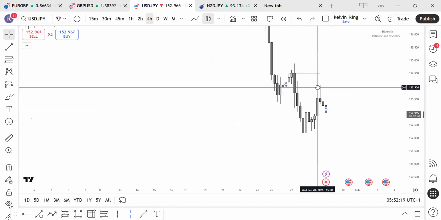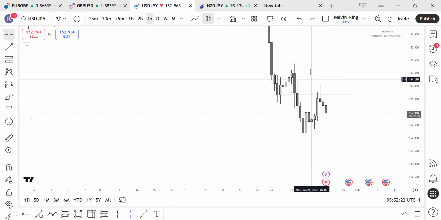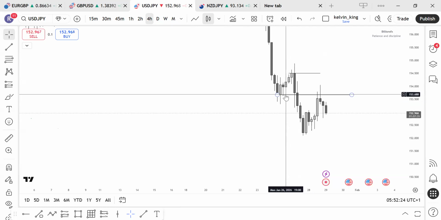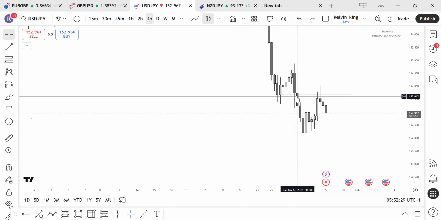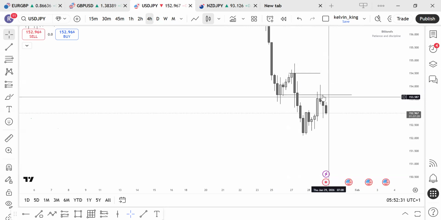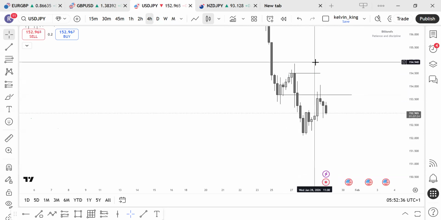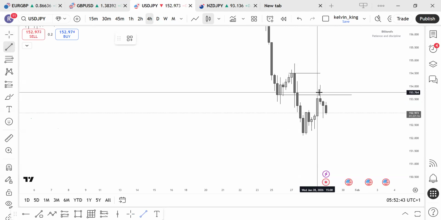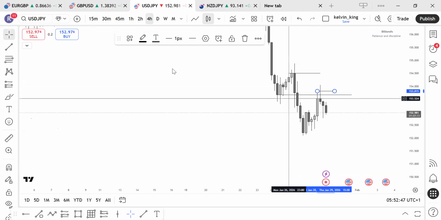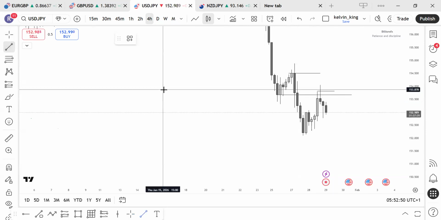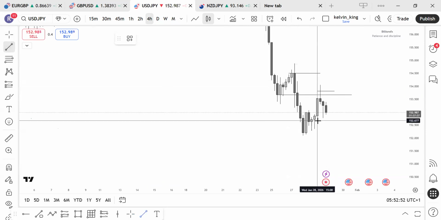But see what happened. Before price got to this level, price failed to close above this. Price was reacting from here. So price reacted from here and it gave something we call CRT. Sweep of previous 4 hours high. Then we expect price to come for the 4 hours low.